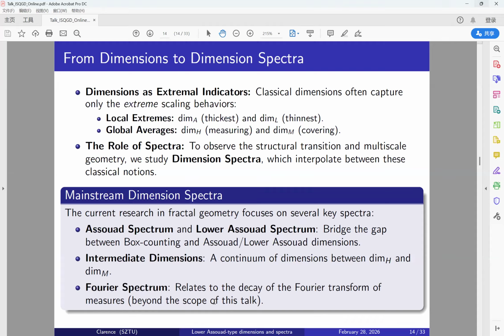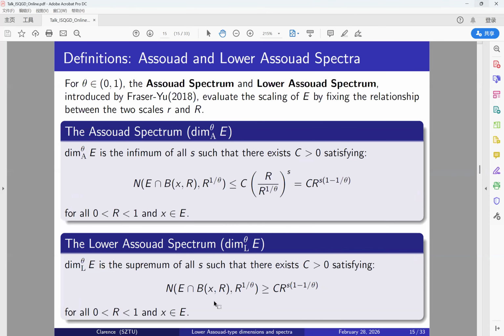It ranges from the Fourier dimension to the Hausdorff dimension. However, we do not mention more about the Fourier spectrum today, since it is beyond the scope of this talk. Well, let's go to the definition of the Assouad spectrum and the lower spectrum.